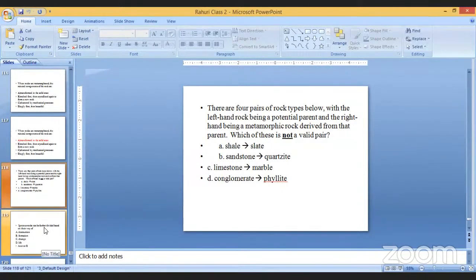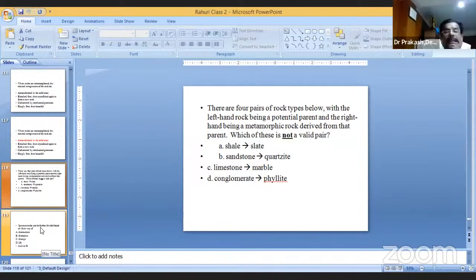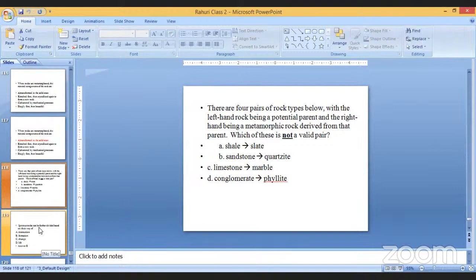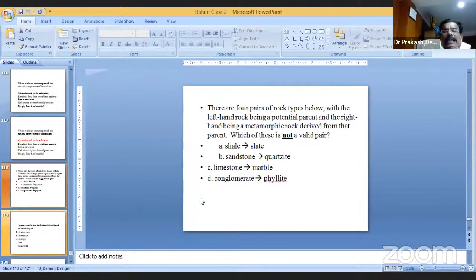Sir, option D. B. Sir, B नहीं D. B for Bangalore or Bombay? Sir, D. Conglomerate and phyllite. Yes, that's right. Shale, phyllite, slate comes here. Yes, you are right.